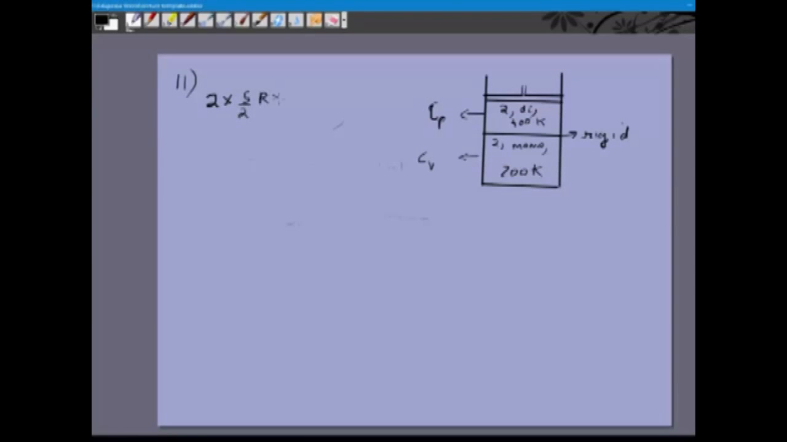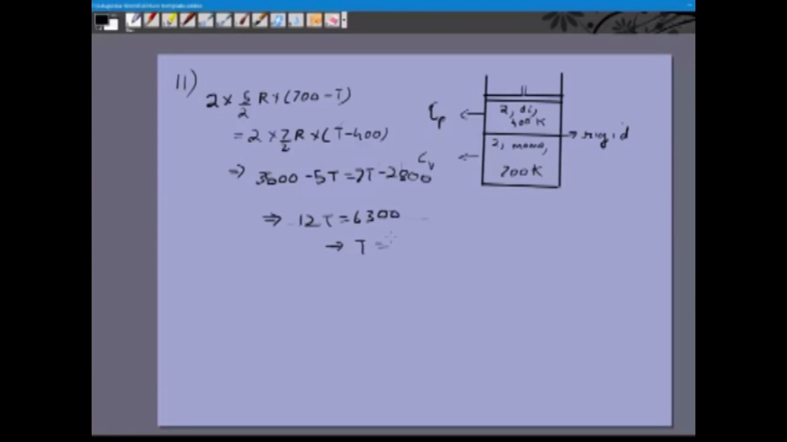5 by 2R into 700 minus T is equal to 2 into 7 by 2R into T minus 400, which gives me 3500 minus 5T is equal to 7T minus 2800, which gives me 12T is equal to 6300, or T is equal to 6300 by 12, which is 525 Kelvin.